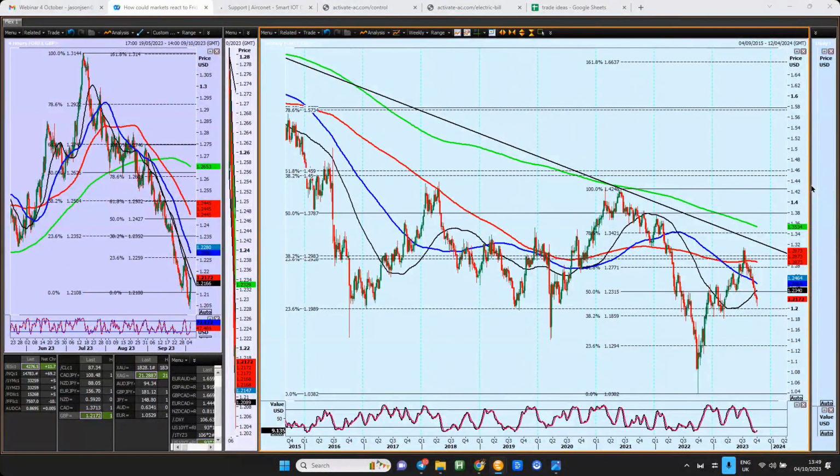Now, do I see any reason to buy it? Not on the weekly chart, not on the monthly chart. Do I see anything on the daily chart?